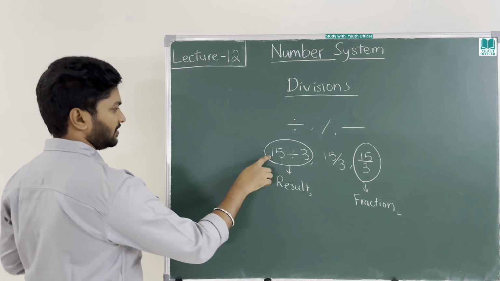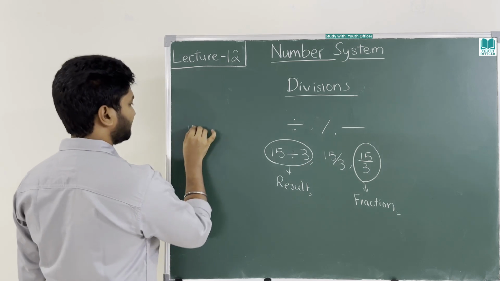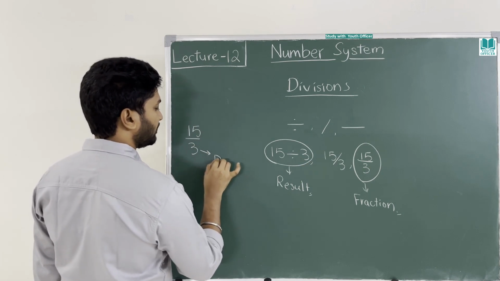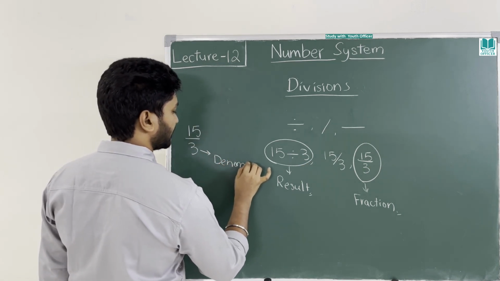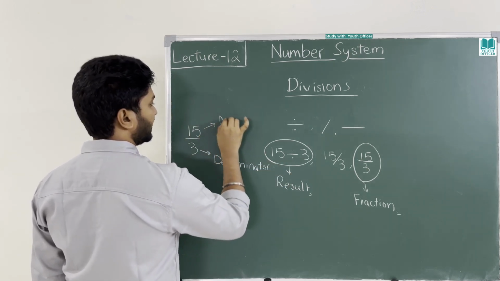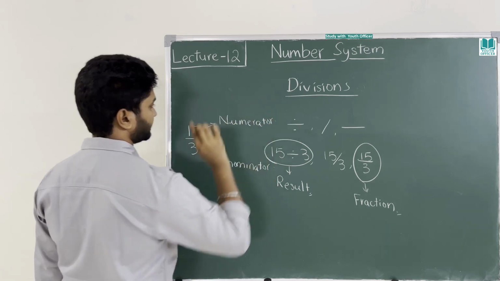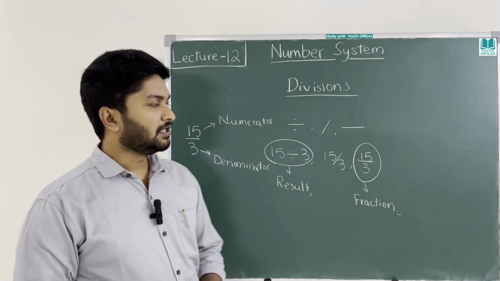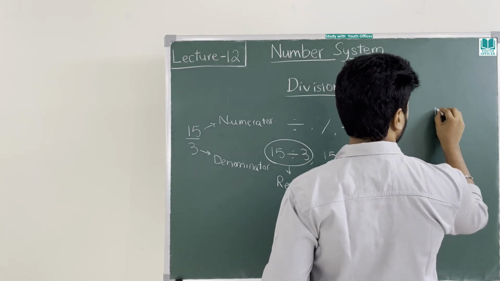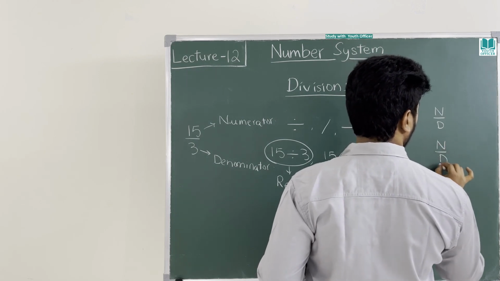Whenever it is 15 divided by 3 or 15 by 3, let us take 15 by 3. The down part is called the denominator. Please write it. This is called the numerator. So the numerator by denominator value will be n by d, n by d.